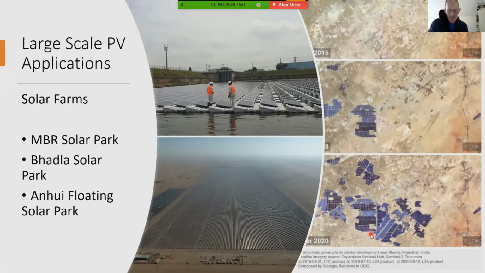And this is that picture I showed earlier of the Anhui floating solar park in China. I wasn't able to track down any solid numbers on its power production, but I just thought that design concept was really innovative, and just the fact that it helps to keep the panel efficiency ratings higher because they're not operating at such high temperatures.